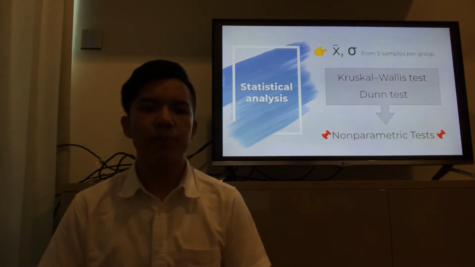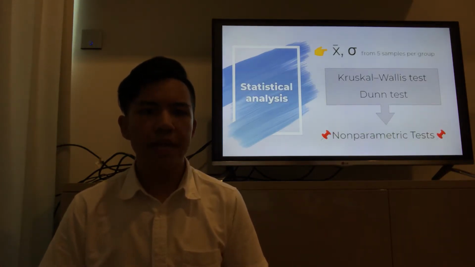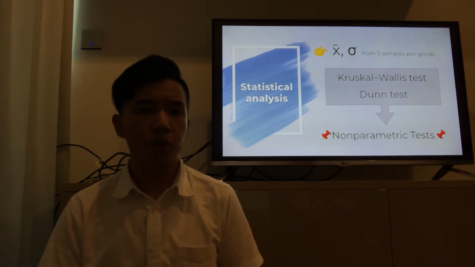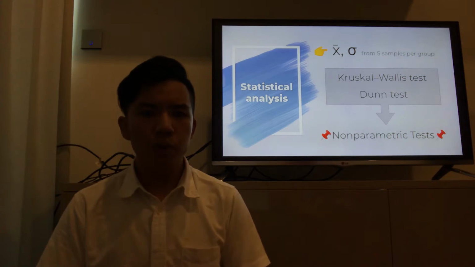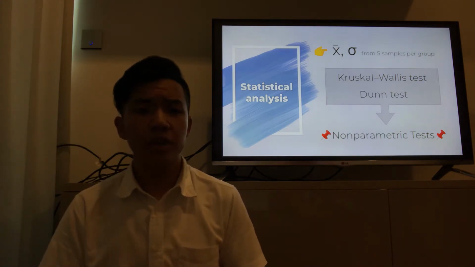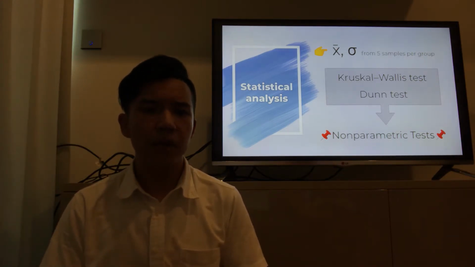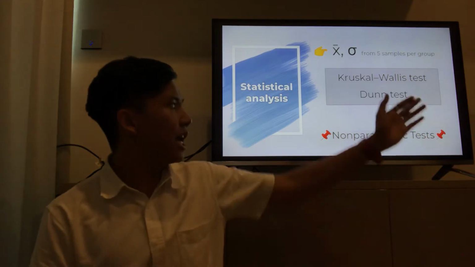After collecting all experimental data, mean values and standard deviations were calculated from 5 samples per group. Differences between groups were analyzed for statistical significance at p-value equal to 0.05 using the non-parametric Kruskal-Wallis and Dunn tests.